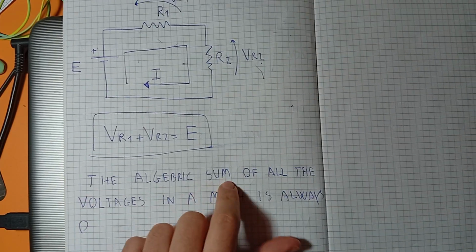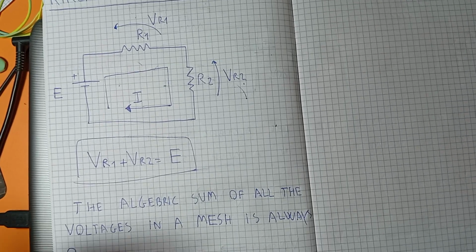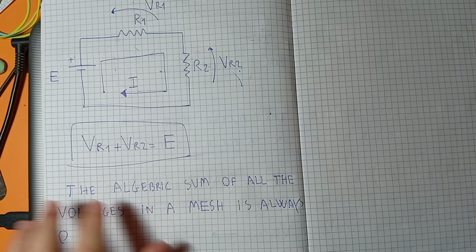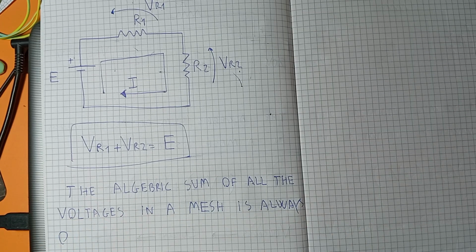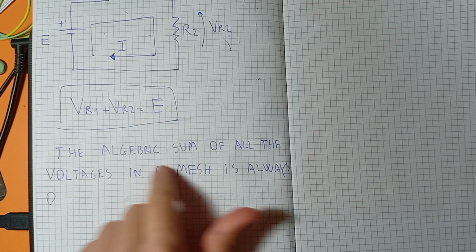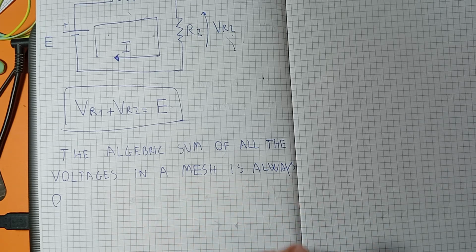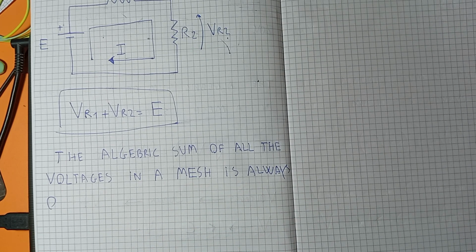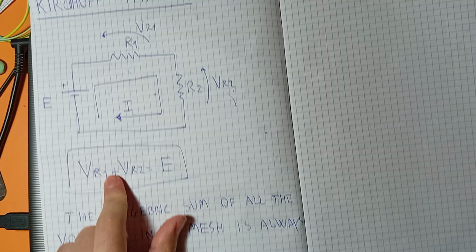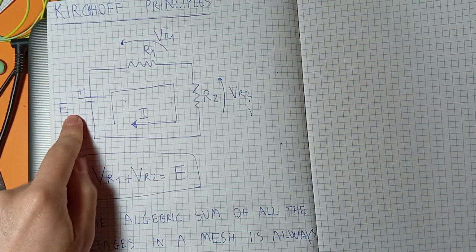Well, the algebraic sum of all the voltages in a mesh is always zero. This is what the first Kirchhoff principle says. Said in this way, it could seem a little complicated to understand for people who are starting to study these subjects. It may seem a bit complicated, but in reality it is not. It is very simple. Just remember this: if you add all the voltage drops, you will have the same value as the voltage generator.